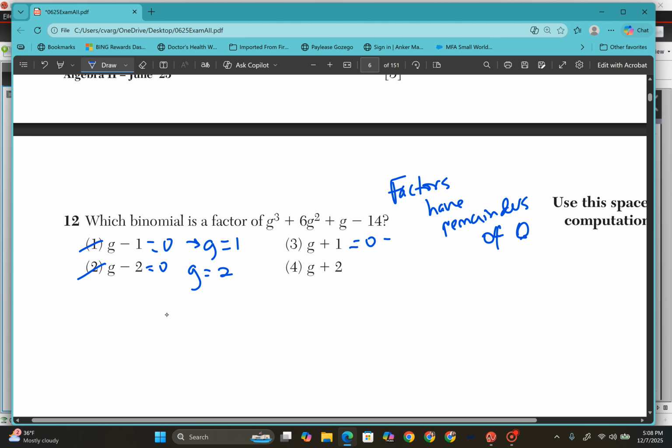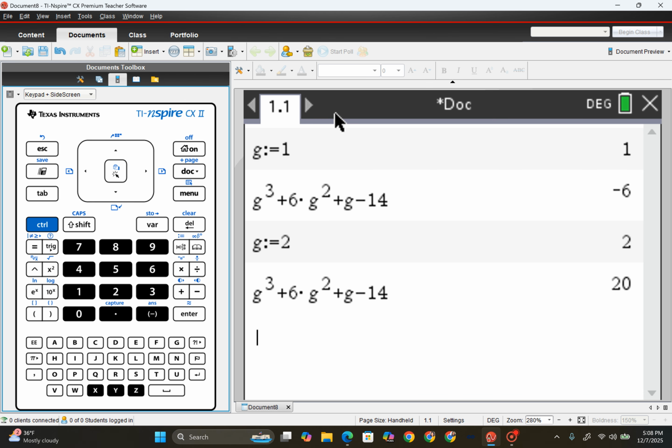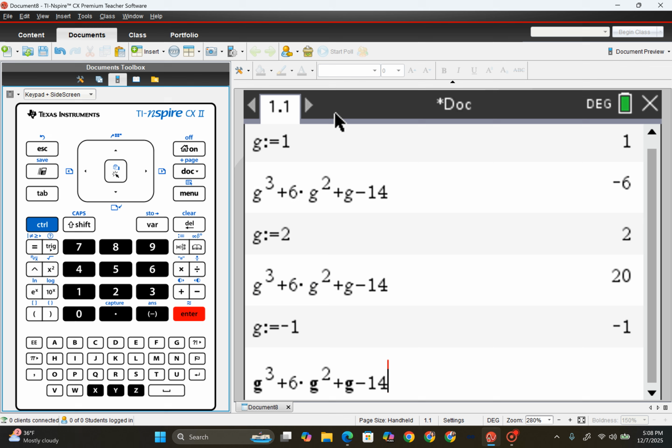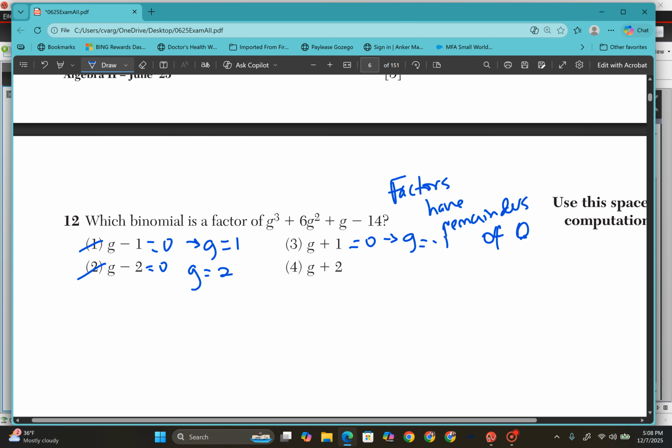Let's set this equal to 0, so I know that g is equal to negative 1. Hopefully this is it. So now I can go up and grab this, change that to negative 1, hit enter. I'm going to use as many calculator tricks as I can. That's not it. So it has to be the last one, but let's just verify.